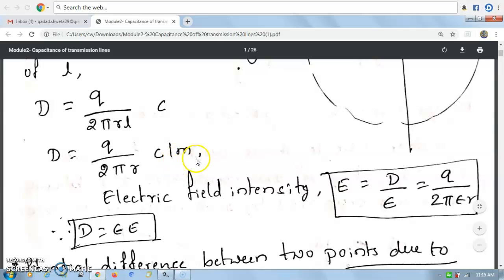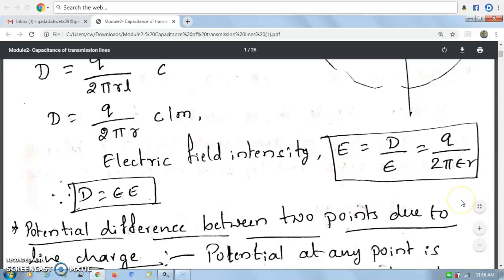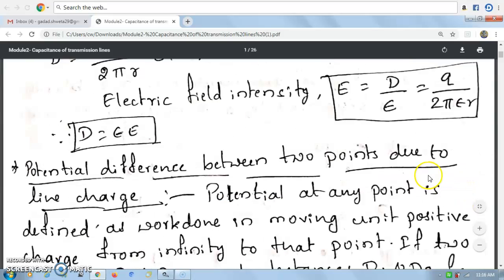Okay, coulomb per meter. So from this D, express E. You know the relation between D and E: D is equal to epsilon into E. This derivation you have done in the field theory subject. Therefore, E is equal to D divided by epsilon, that is Q divided by 2 pi epsilon into r.